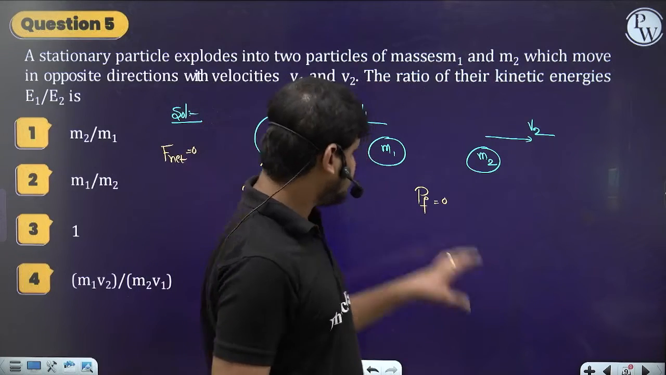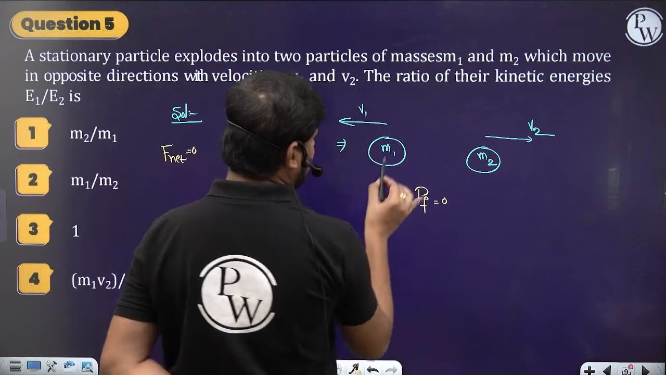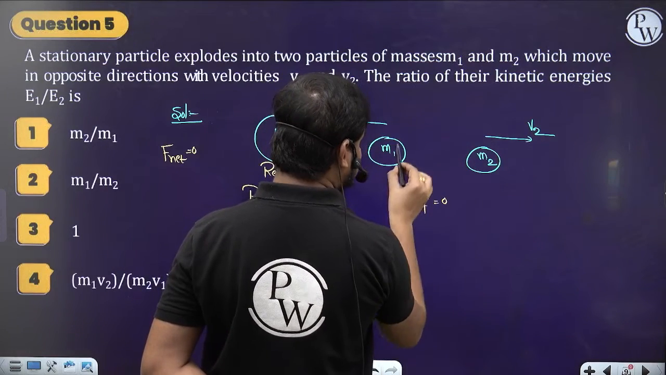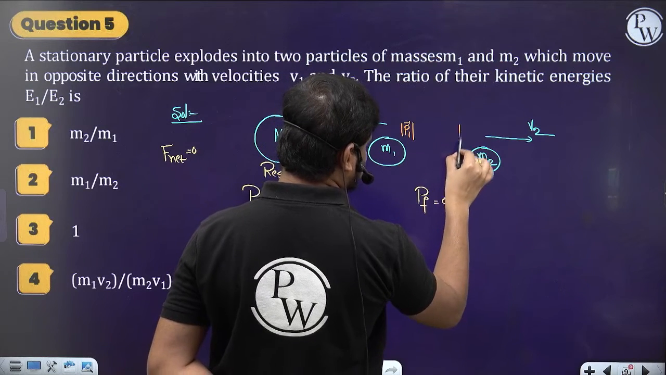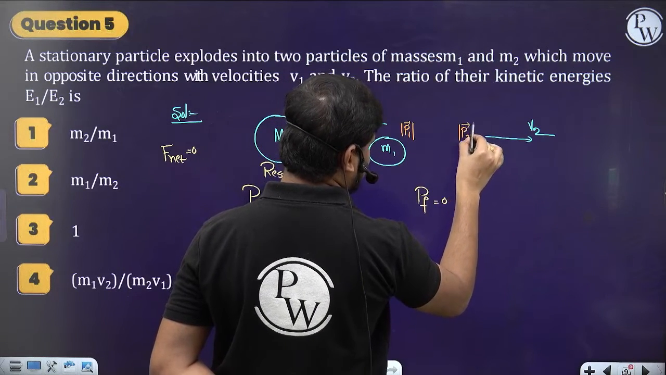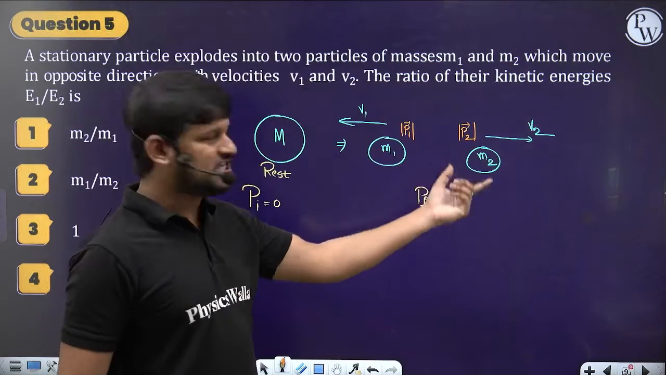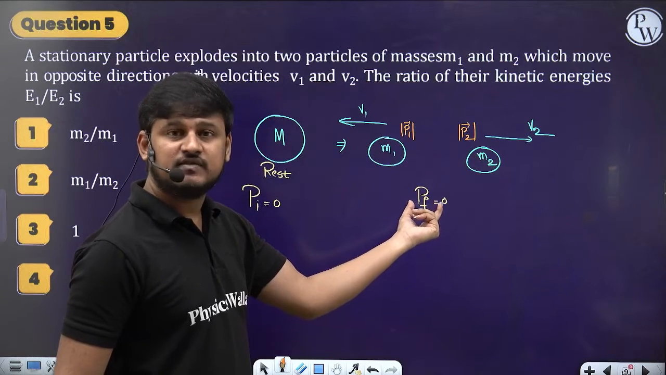Yes? Chalo. Now whatever the momentum of this one is should be equal to the momentum of this one. Yes or no? So let the momentum of this one be P1 and the momentum of this one be P2, but in opposite directions. That's it. But their magnitudes should be the same. Then only will the final momentum be equal to 0.